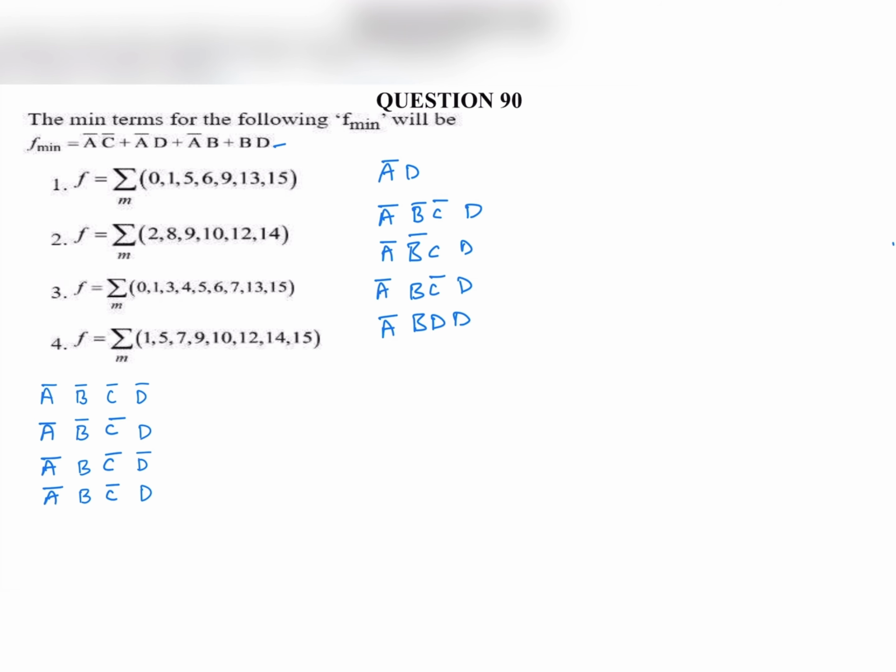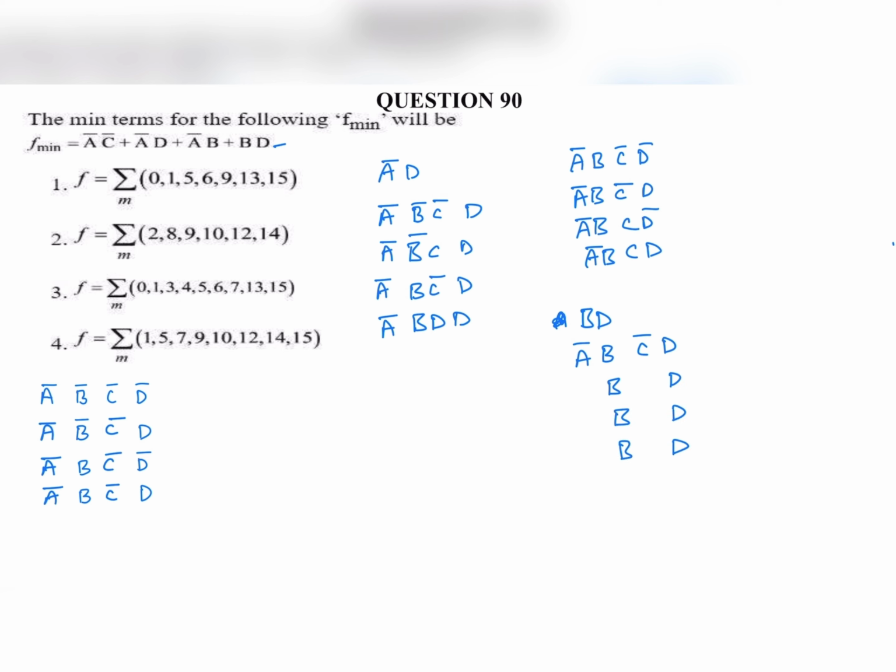Similarly for A bar B, the missing variables are C and D. That is C bar D bar, C bar D, C D bar, as well as C D. Similarly for B D, the missing variables are A and C. So that is A bar C bar, A bar C, A C bar, and A C, each with B and D.